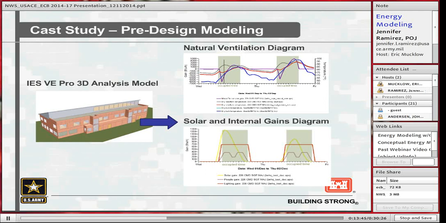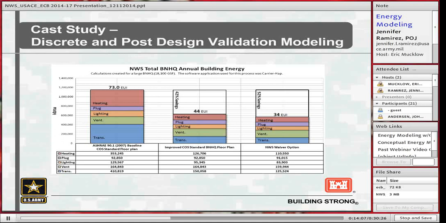For IES VE Pro, because it's such a new software, we maximized this for the natural ventilation, solar and internal heat gains, and daylighting analysis. At this point, it is still a fairly complicated software, and we're still learning more about it. But those 3 aspects we utilize in IES VE Pro.